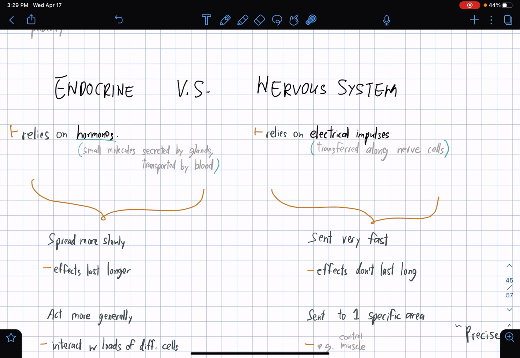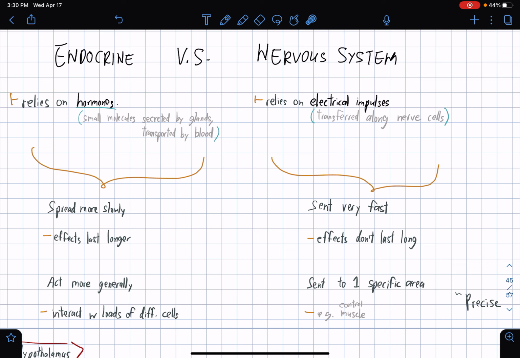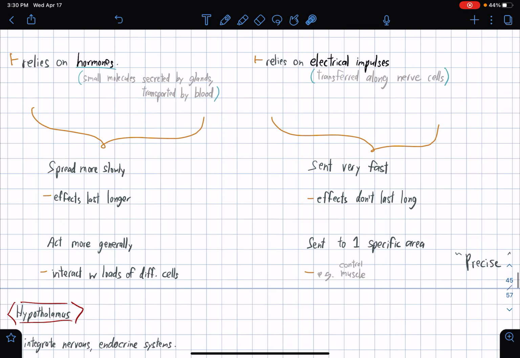For instance, if you want to control your muscles, then your brain is the one responsible, particularly the cerebrum, which controls voluntary movement, which includes the movement of our skeletal muscle. A signal from the brain is required for your muscles to move. So they're very precise.